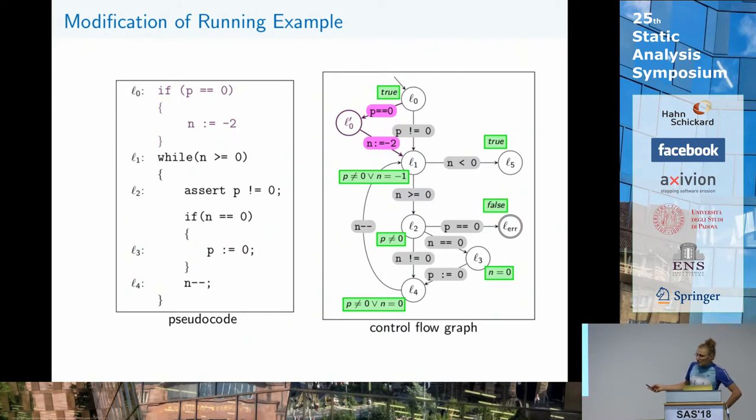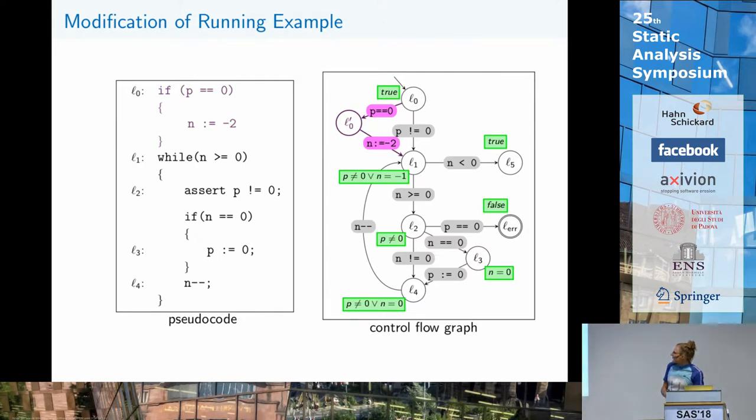But the proof here is not a valid proof anymore, because this location does not have an annotation. But no matter how we annotate it, this annotation, this statement, and this annotation would not be a valid Hoare triple. So it's no option to directly reuse this proof.